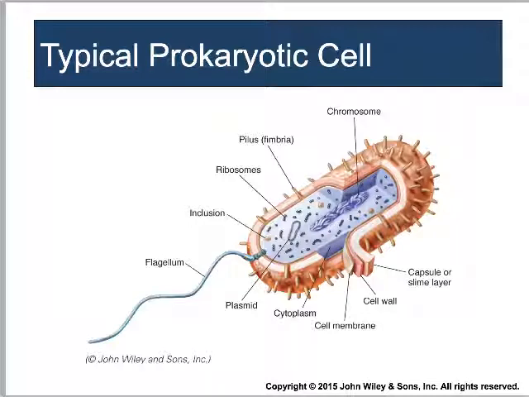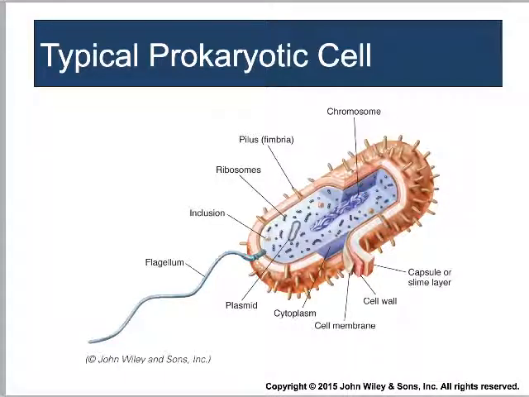Now, a typical prokaryotic cell. Here are the things that we have, and we've hinted at some of them. Here's the chromosome, and it's in this area called the nucleoid. It's just kind of in a region. It's actually attached to the plasma membrane. It's not floating around in there freely.